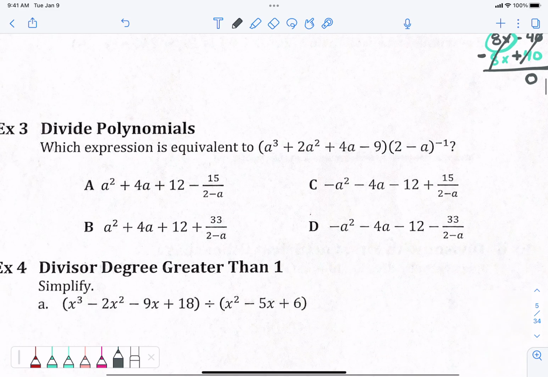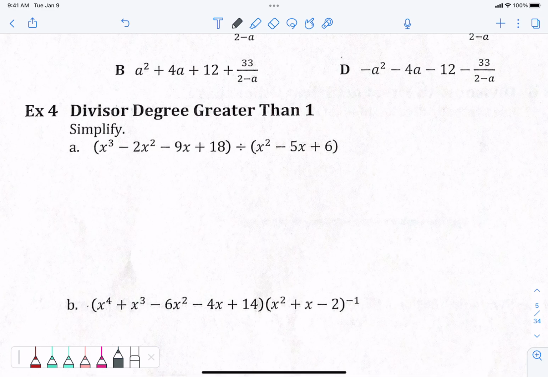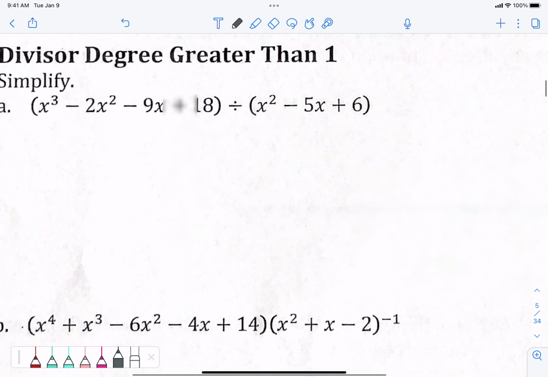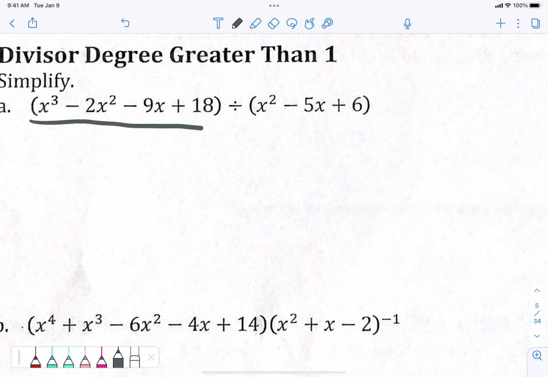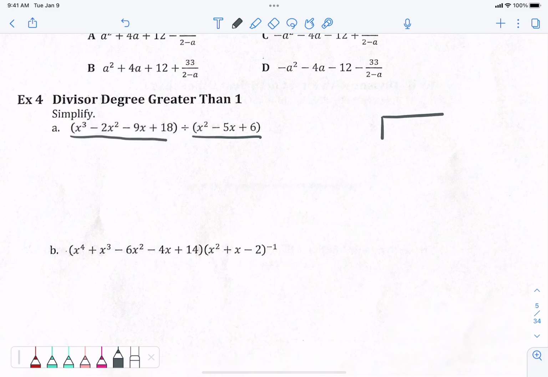All right. We're going to skip example 3. And we're going to do example 4 and 5 and then we're done. Okay? Example 4. All right. We are taking this thing and we are dividing by this thing. Okay? So, when I do this, which piece goes on the outside? The second part, right? X squared minus 5x. Okay? That goes on the outside.